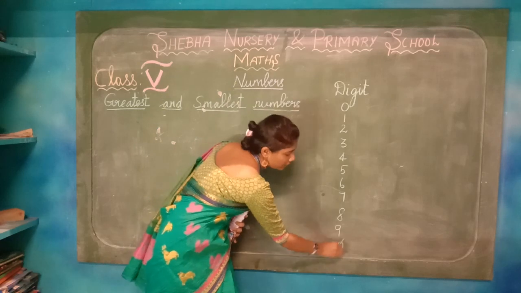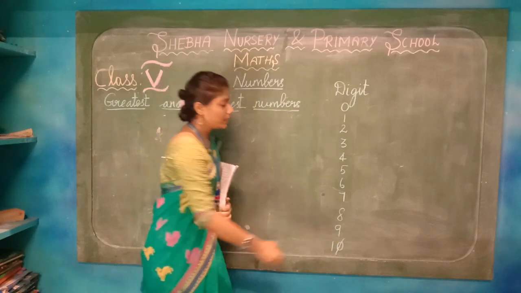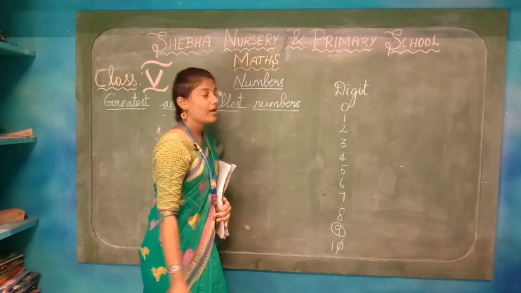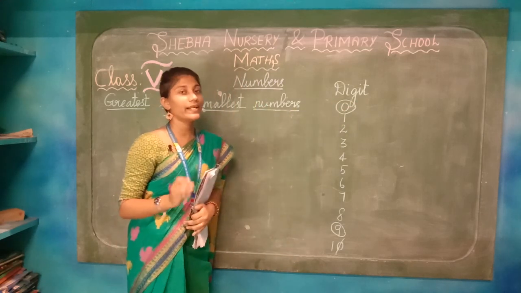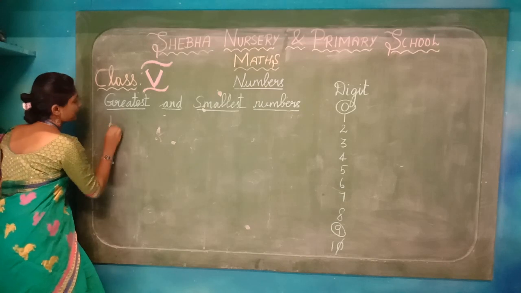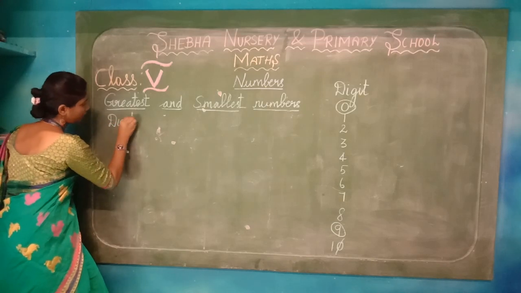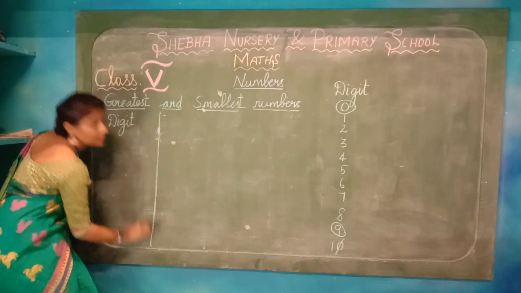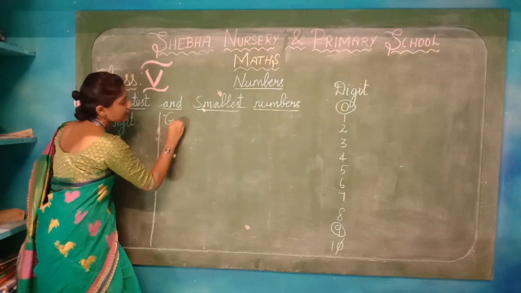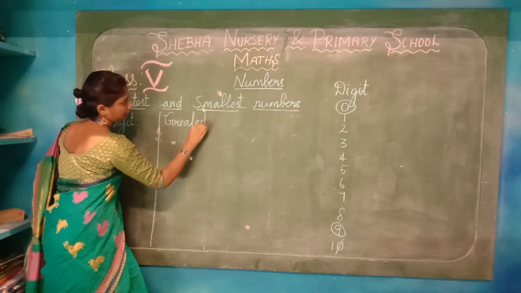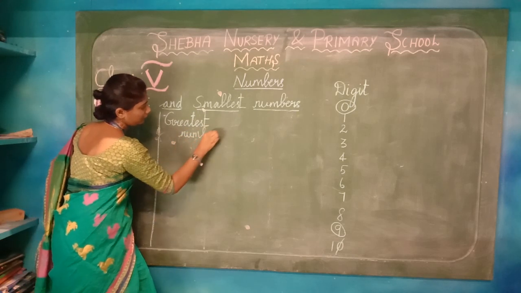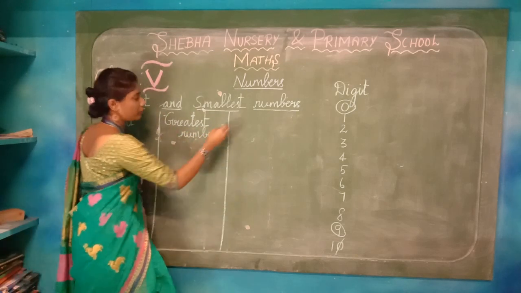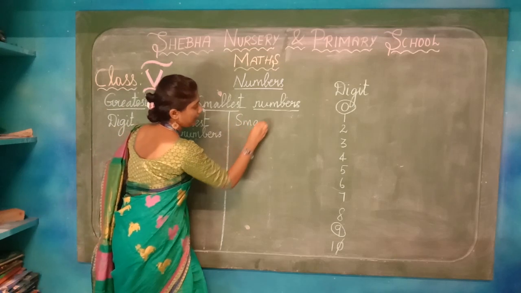Listen children, 0 is not valuable. So the largest number is 9 and the smallest number is 0. Okay children, let's move to the next one. You have to write the first digit, and then you have to write the greatest number, and then you have to write the smallest numbers.